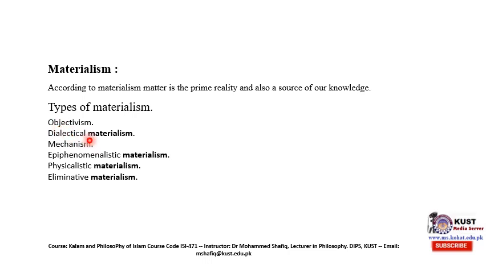We have dialectical materialism. It refers to the philosophy of Karl Marx, the historical materialism or the scientific materialism. We have mechanism. We have epiphenomenalistic materialism. We have physicalistic materialism and eliminative materialism. These are the types which will be discussed later on.